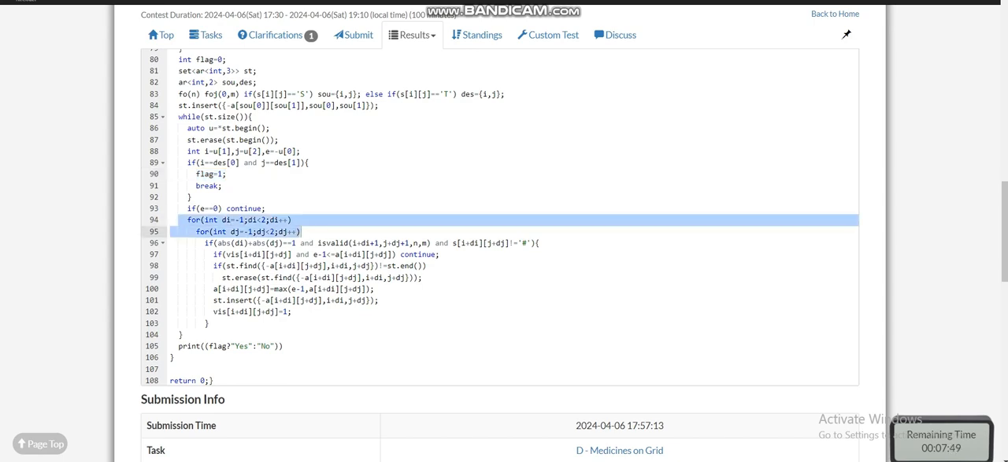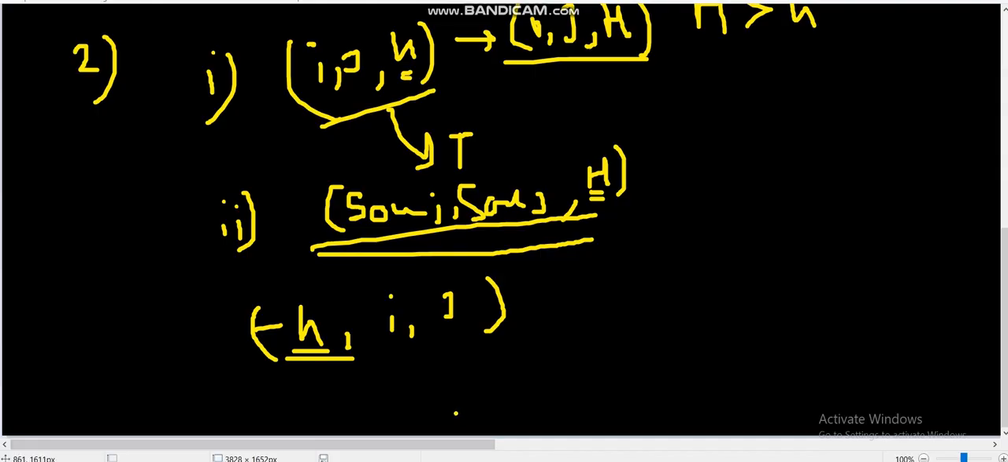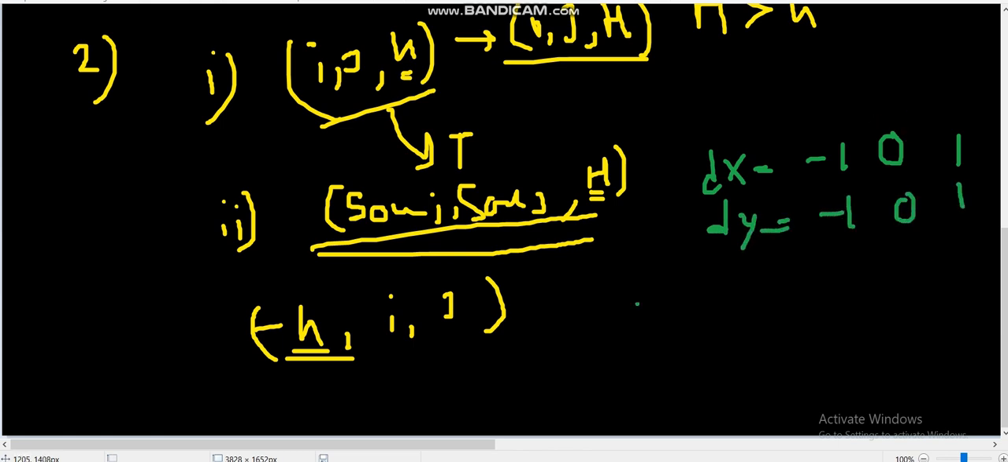Now, this part is for iterating over all the possible neighbors. I have explained this earlier also: when we have to iterate over all the neighbors in a matrix, dx could be -1, 0, and 1, and dy could be -1, 0, and 1. We will take all these combinations. There will be 9 combinations, and among them one is invalid, which is 0, 0, because that will lead to our current state. We'll move to x plus dx and y plus dy.